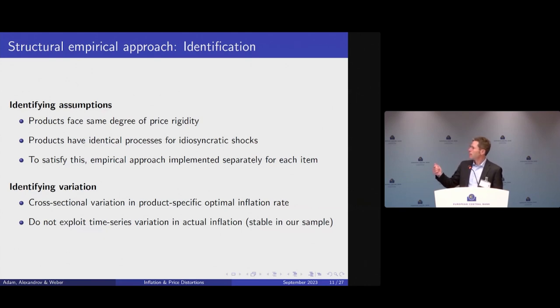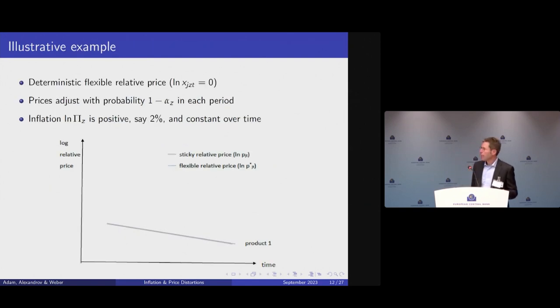Now, the identifying variation that we use is really variation across products in the product-specific optimal inflation rate. Okay, so that's variation in the trend that is specific to the flex price of the product. Now, this means that we do not exploit time series variation in actual inflation, so in inflation at the item level or inflation at the aggregate economy level. And the reason is that both of these variables are relatively stable in our sample, and that's not going to give a lot of identifying variation. Now with this, let's look at a little example in order to illustrate what in fact we do.